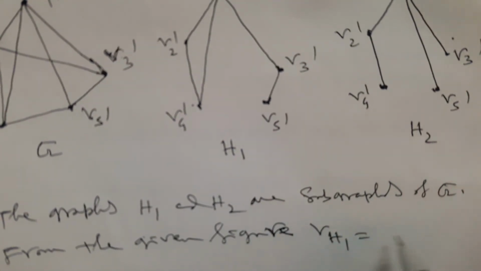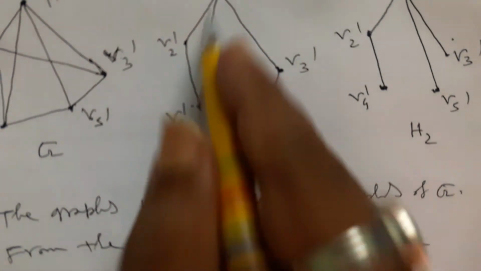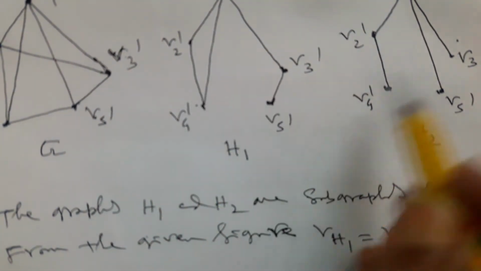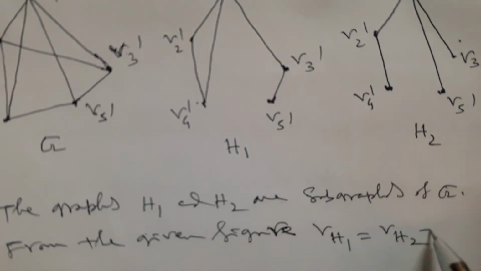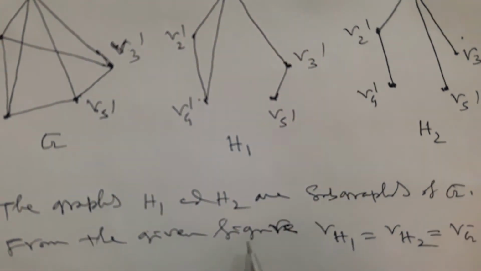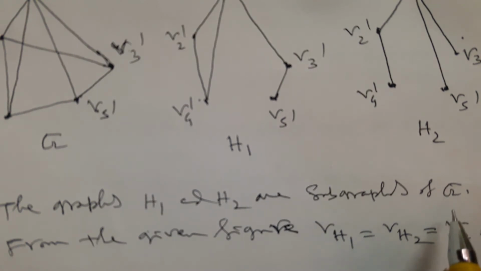V of h1 is equal to V of h2. It is clear, all vertices have the same V dash 1, V dash 2, V dash 3, V dash 4, V dash 5 in both h1 and h2. And also it is the same case in G. So it is V dash of G. So we can declare it as a spanning subgraph.